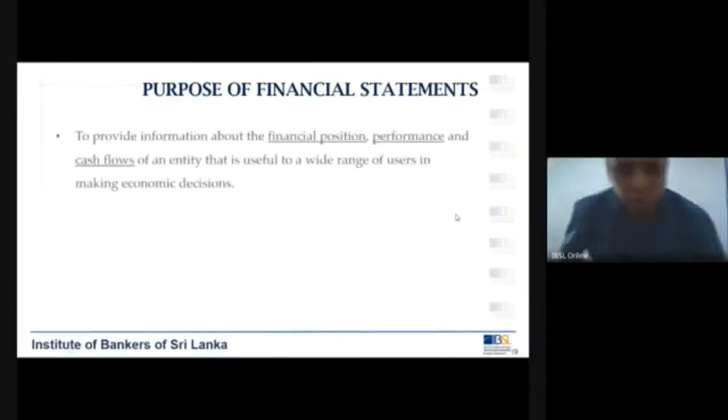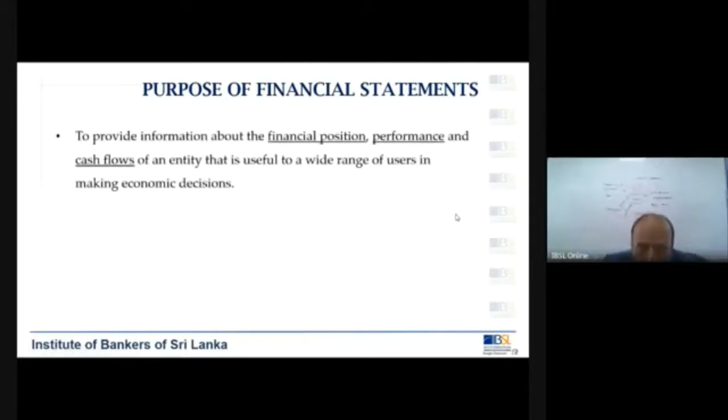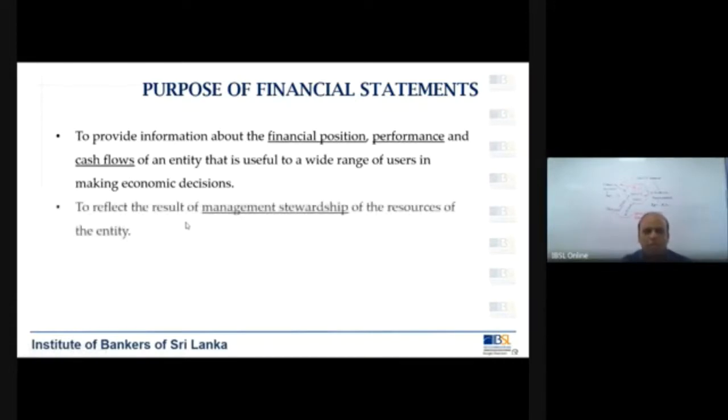Right. So with regard to the purpose, that is what the purpose is. And why you need all this information is because based on these only you are going to make economic decisions. Economic decision means a decision that you make for the future for gaining a monetary value. There has to be a monetary benefit with your economic decision. To reflect the results of management stewardship of the resources of the entity.